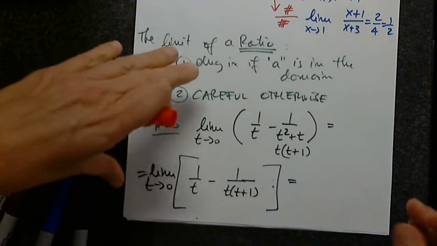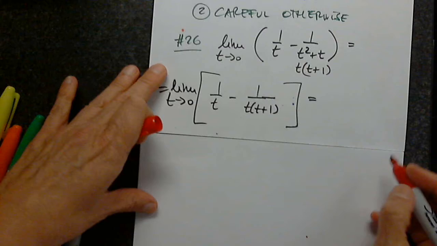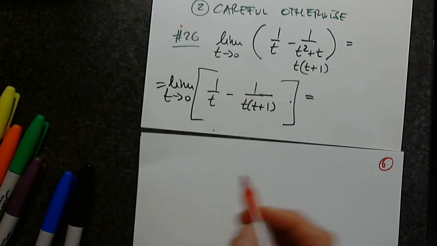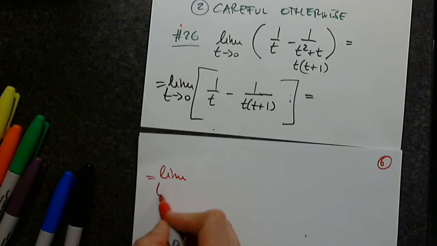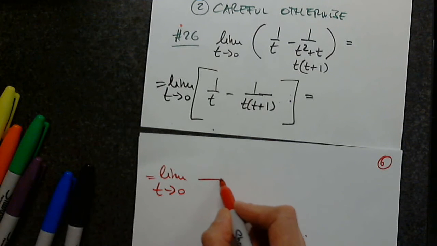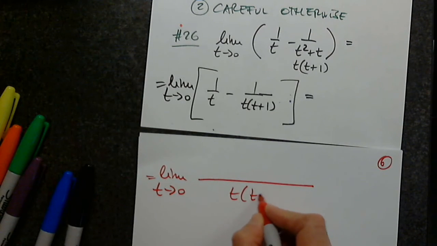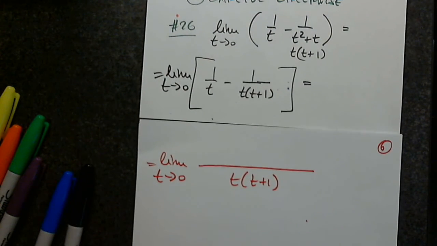Find the least common denominator. Can anyone give us the least common denominator here? So the limit operator does not go away. t plus 1. Awesome. There are two factors. One is t, the other one is t plus 1. Both factors have to be in the least common denominator.